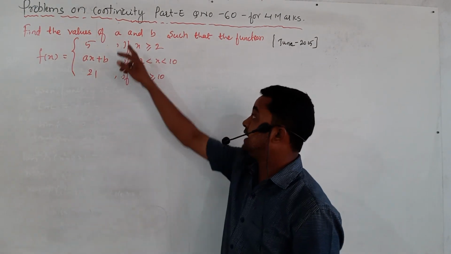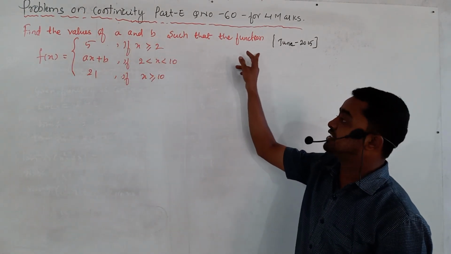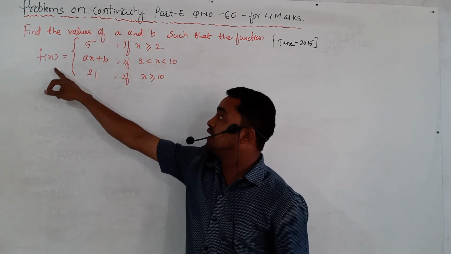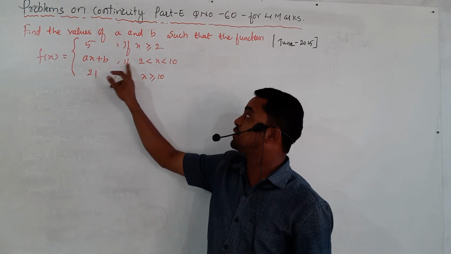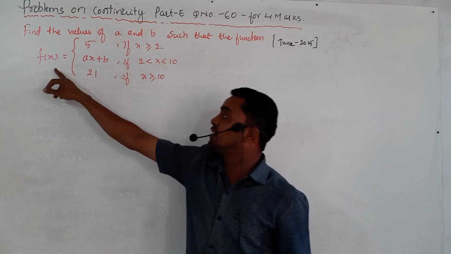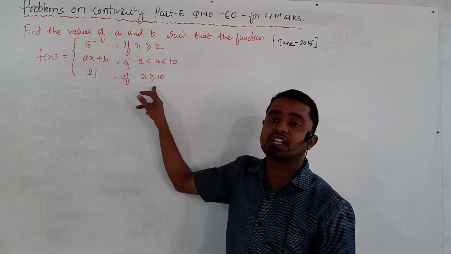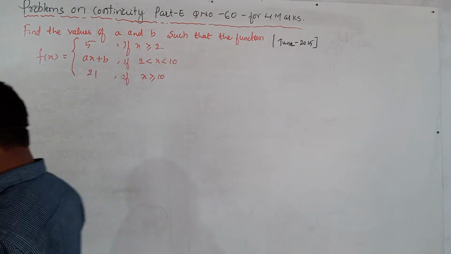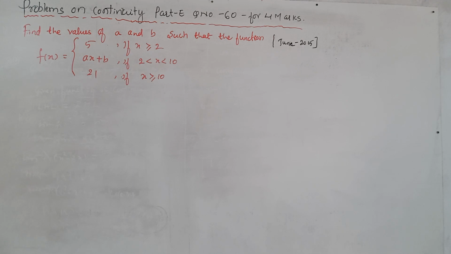Next problem: find the values of a and b such that the function f of x is equal to 5 if x is greater than or equal to 10... sorry, f of x is equal to 5 if x is less than or equal to 2, f of x is equal to ax plus b if 2 is less than x, x is less than 10, f of x is equal to 21 if x is greater than or equal to 10, is continuous. We have to find the value of a and b because here three conditions are there. How many conditions in this? Three conditions.